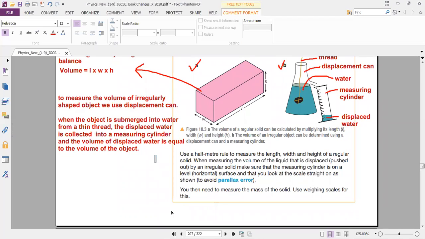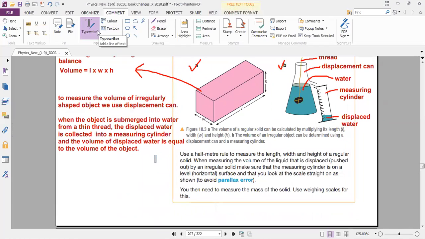And while measuring volume from the cylinder, we must get the reading from the meniscus of the water level to avoid parallax error. You see here, parallax error. Any kind of distance measurement error is called parallax error.